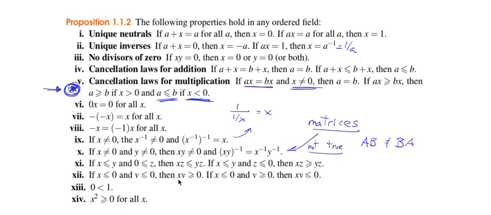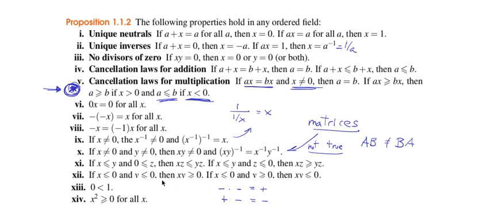And then if x is smaller or equal than 0 and y is smaller or equal than 0, then the product will be positive, or 0. And then if x is smaller or equal than 0 and y is greater or equal than 0, then x times y is smaller or equal than 0. So this is just what you know. If you multiply two negative numbers, you have a positive number, and if you multiply a positive by a negative, you will have a negative number.